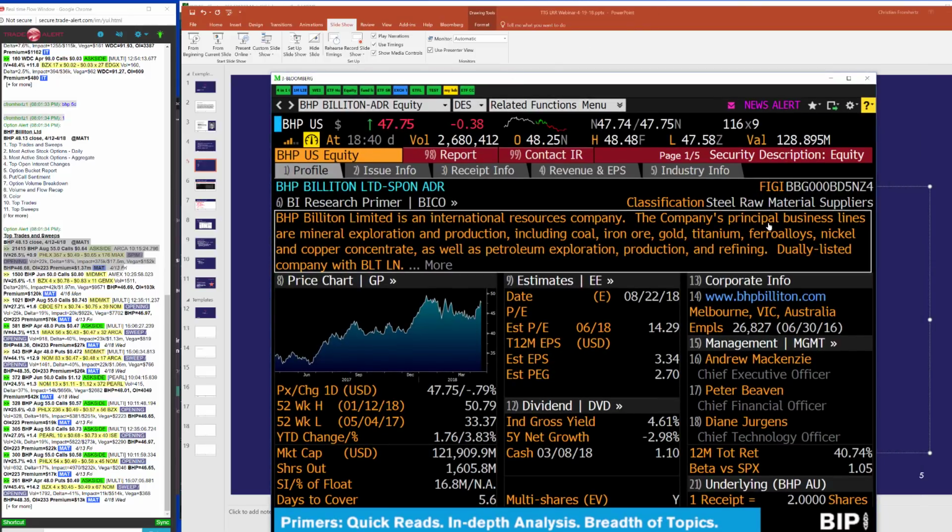When they're listed here, it says steel raw material suppliers, and one of their chief business lines is steel, but their business lines are mineral exploration and production: coal, iron ore, gold, titanium, nickel, copper, all these things that are going nuts right now. Nickel was up huge last night, I think. So what a nice play on commodities.